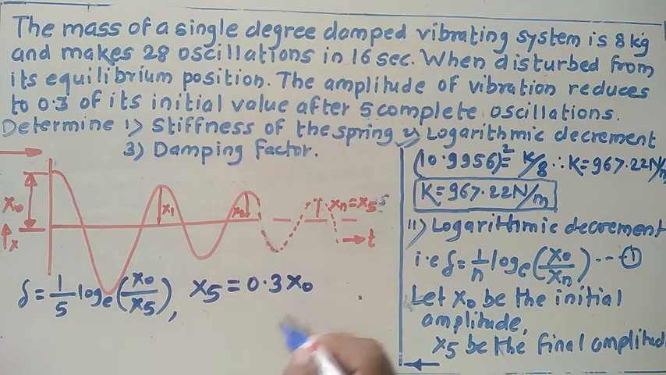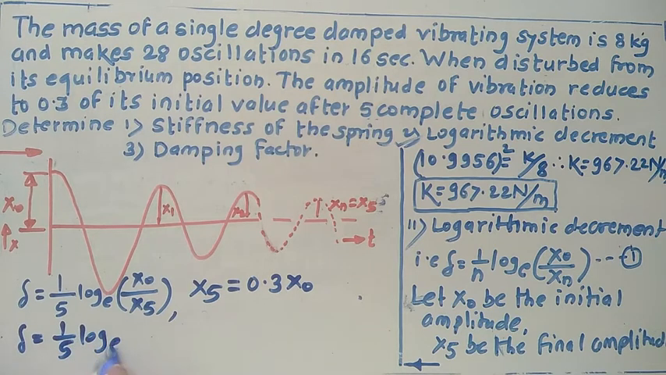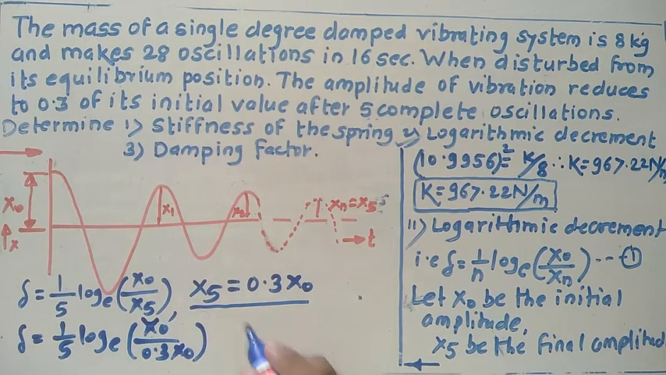In this way, the relation for the logarithmic decrement delta changes to 1 upon 5 log to the base e of x naught divided by xn. What about this xn? Xn is nothing but x5, and for that we already have the relation 0.3 into x naught. Here in this case x naught gets cancelled. So solve this.